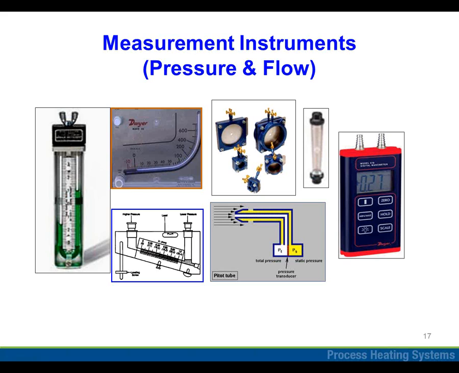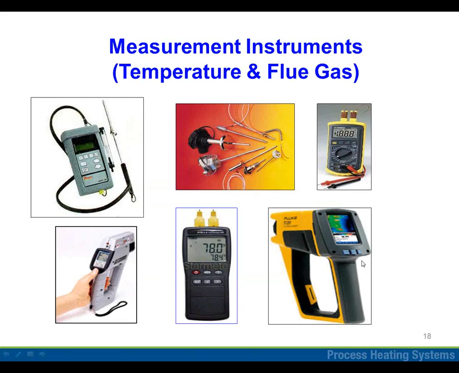At the bottom is the pitot tube, which is used for measuring the static pressure differential, which gives us some idea about the velocity of the gases, and we can measure the velocity of the gases by measuring the delta P and the size of the pipe, so on and so forth. So these are the pressure and flow type of instruments. Next one, Sachin. Next, Sachin. Yeah. The other one, which is really important, is temperature and flue gases.